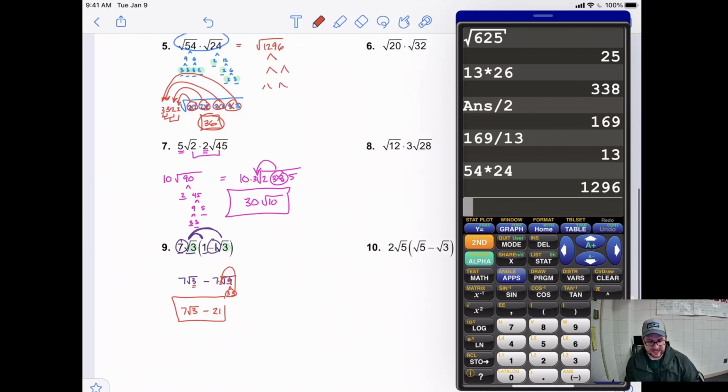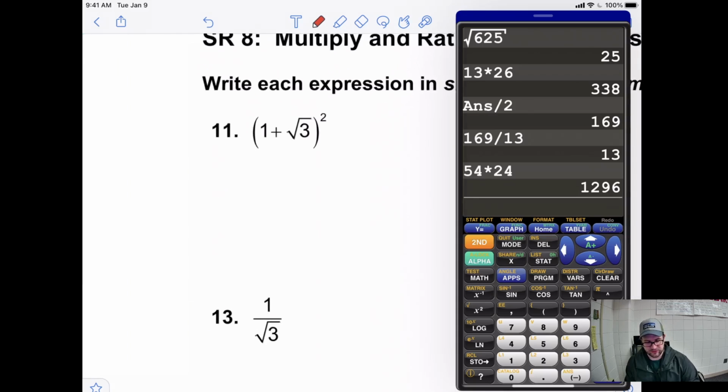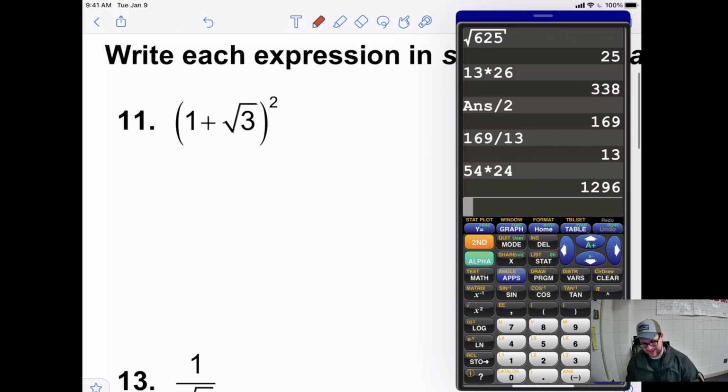Let's take a look at the back page here. I know we got some rationalizing we're going to get to. Oh, one last good multiplying problem. I love this for us.